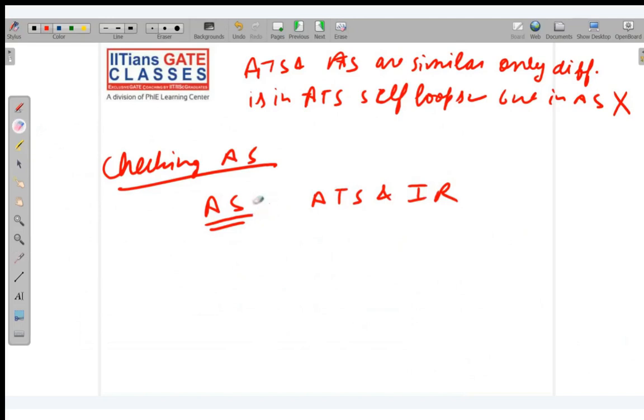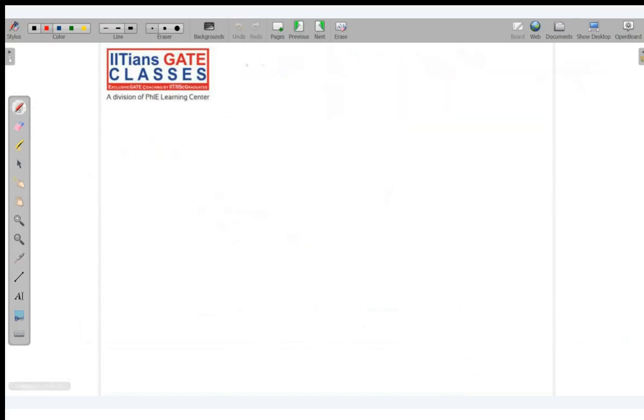Let me write that also: if and only if, iff. So both ways you have to check, and both ways it is true. If antisymmetric and irreflexive, it will be asymmetric. If asymmetric, then it will be antisymmetric as well as irreflexive. I think it's a self-explanatory thing. Okay, so take a snapshot. I will jump to the next slide.